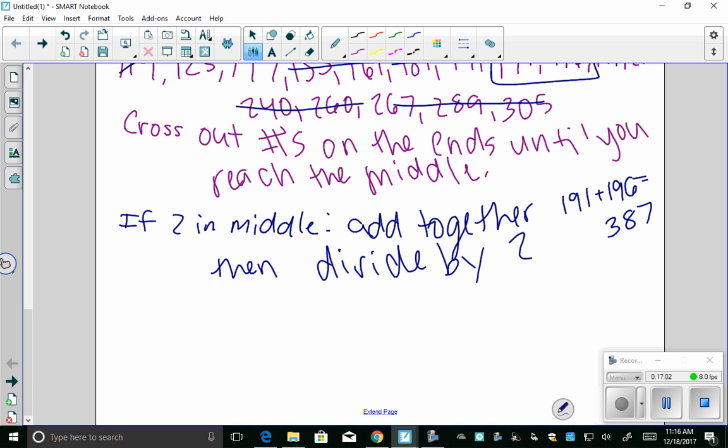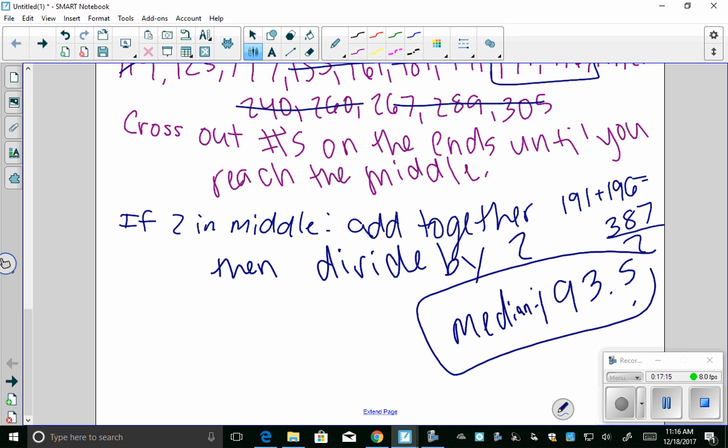Then divide by 2. What's 387 divided by 2? 193.5. 193.5 is our median. So 193.5. So that's how you do the next one. So let's go to the next page.